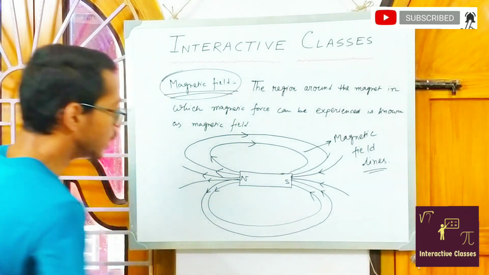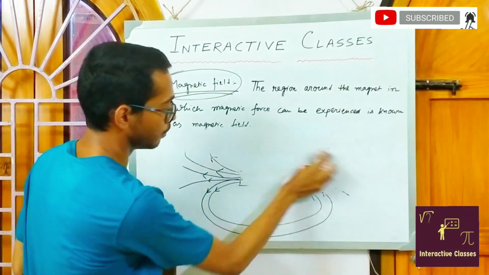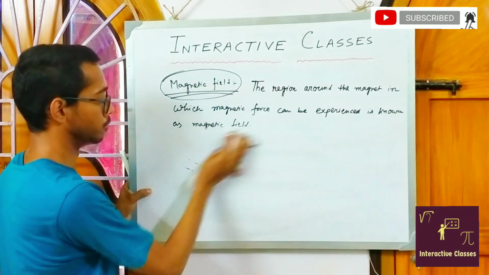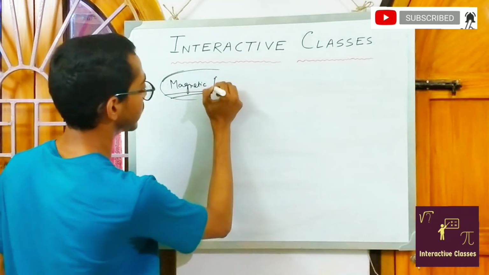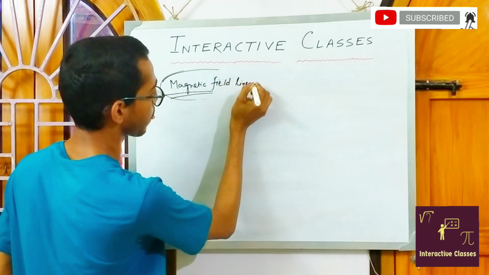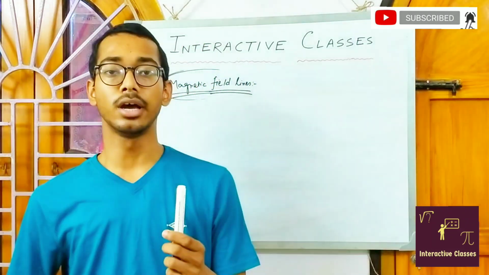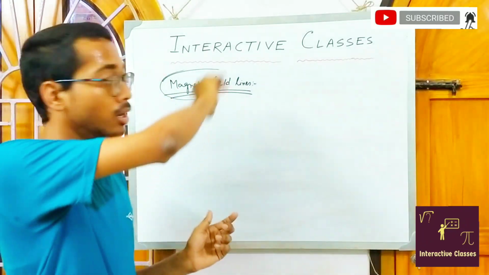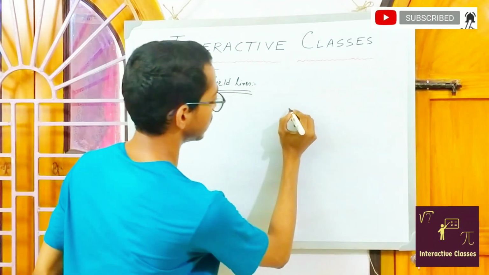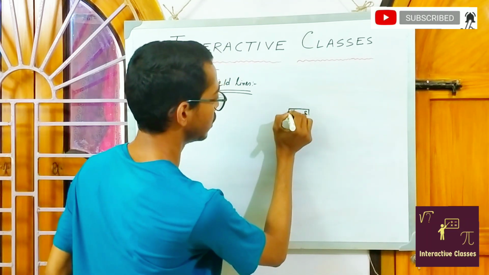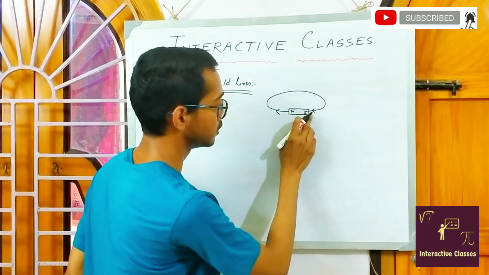Okay, fine. Now let us know about the properties of magnetic field lines. The first property is magnetic field lines start from the north and end in the south pole. This is conventionally taken like this. This is the magnet, north and south. Magnetic field lines start from the north and end at the south pole.